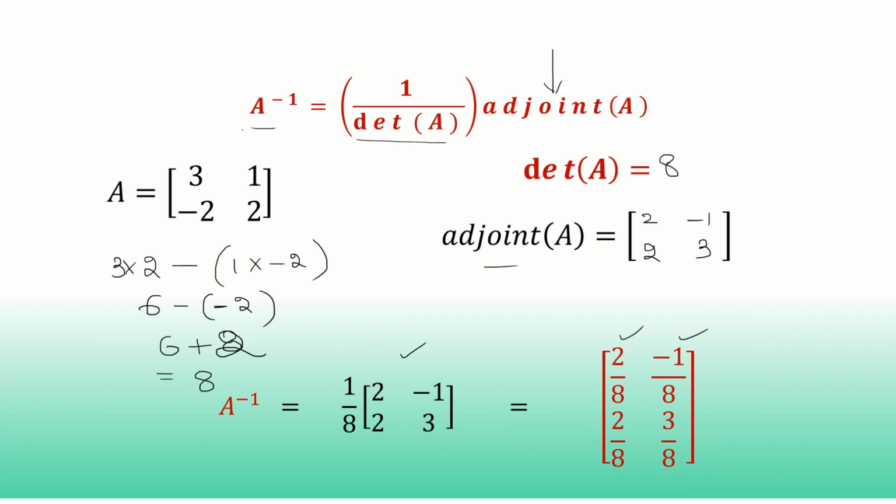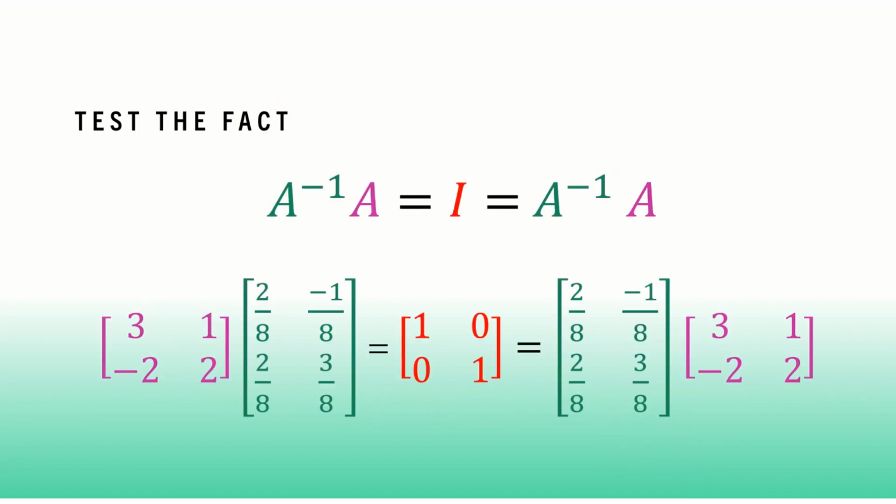Now here is a task for you. Go and verify if it is true or not. A inverse was this, and when it is multiplied by the matrix, do you get the identity matrix? That is a task for you. Check it out and let me know, did you get it or not?